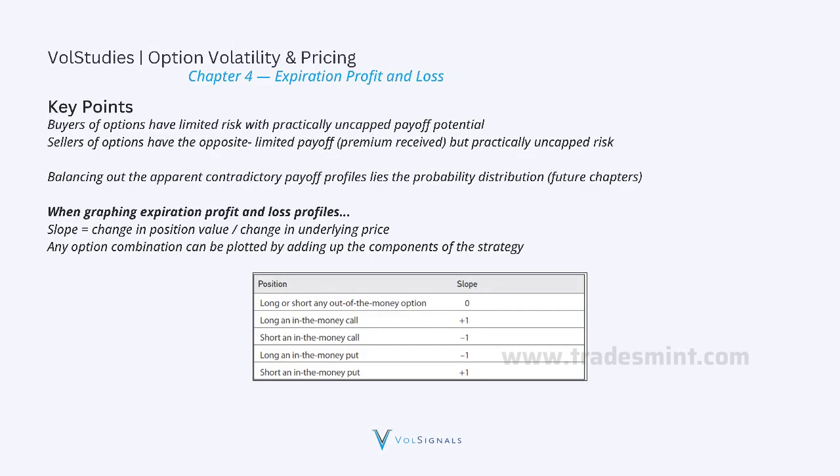Now, moving on, we're going to take what we just talked about in terms of the expiration P&L value and slope, and use this to begin constructing P&L profiles, actual graphs of not only option payouts at expiration, but option structure payouts, and of course, hedged option structure payouts at expiration. This is fairly straightforward. It's just arithmetic in the end, because any option combination can be plotted by adding up the components of the strategy with the right multiplier.